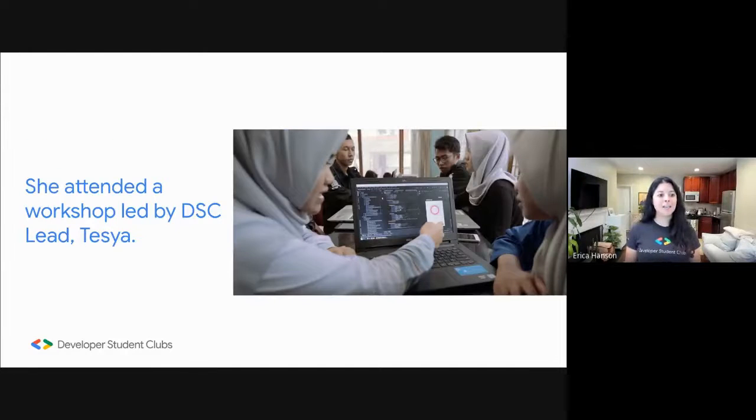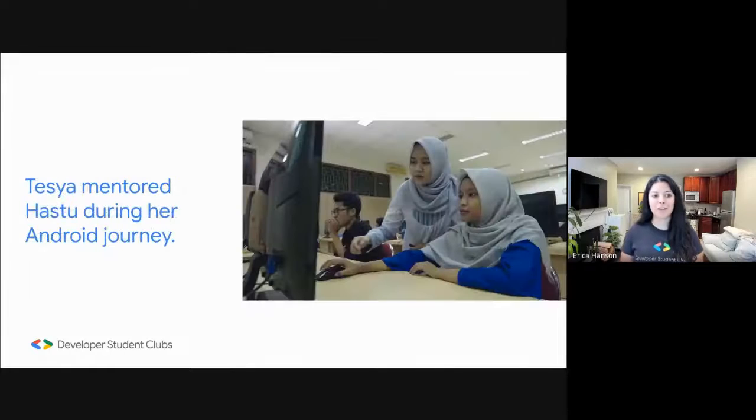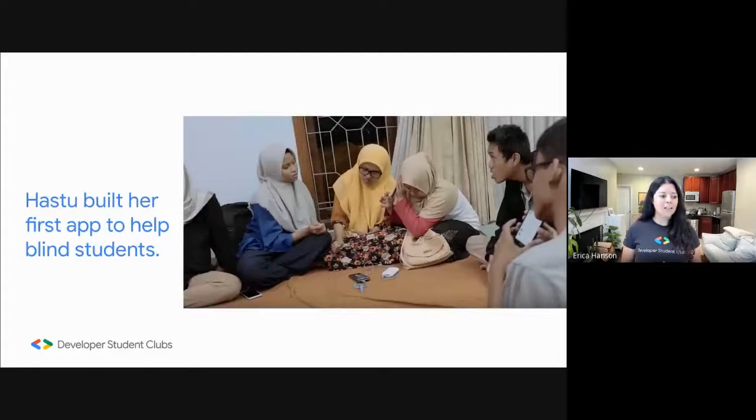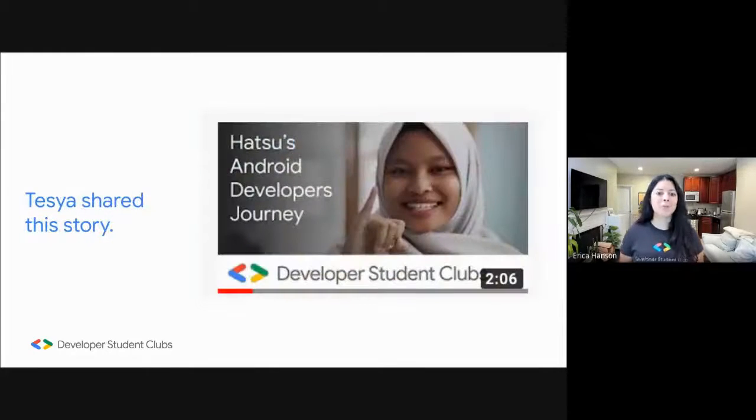And she attended a workshop, which was led by Tessia. She's a DSC lead on the left. So she went to an Android workshop, wanted to learn more about Android. Tessia mentored Hastu through her Android journey, and Hastu eventually joined a project team, which is a key part of the program, getting into project teams, building projects together. And so Hastu built her first app, and it was to help blind students. She connected blind students with sighted volunteers through this app.